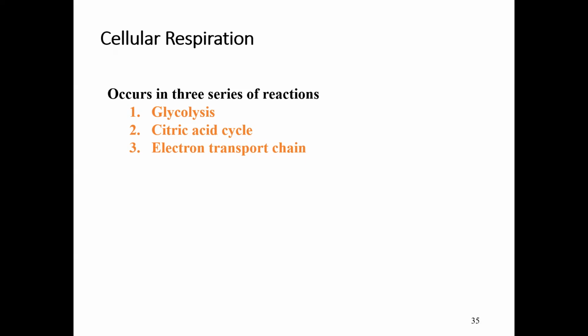And then the third part is what's known as the electron transport chain, because we're going to be dealing with electrons, high energy electrons that have all that potential energy. These are the electrons that we're stripping off of glucose. They were the valence shell electrons, and valence shell electrons have lots of potential energy. That's what we're going to be taking advantage of.